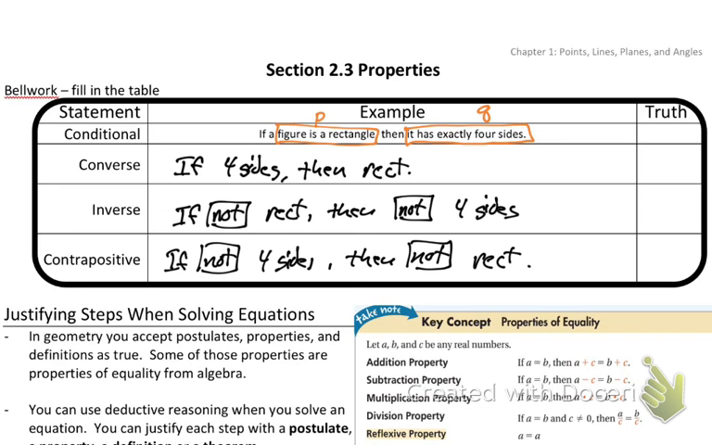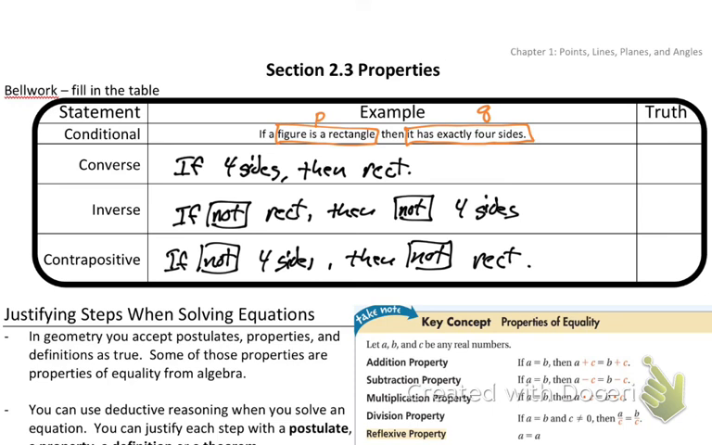Questions on it so far? All right, we do have a quiz. I think on Monday. I think we have a Monday quiz. You got to know this stuff. You got to know how to write these. I can't go home and study this for you. You have to know that a converse is when you flip it, an inverse is when you add nots to it, and a contrapositive is when you flip it and add nots to it.